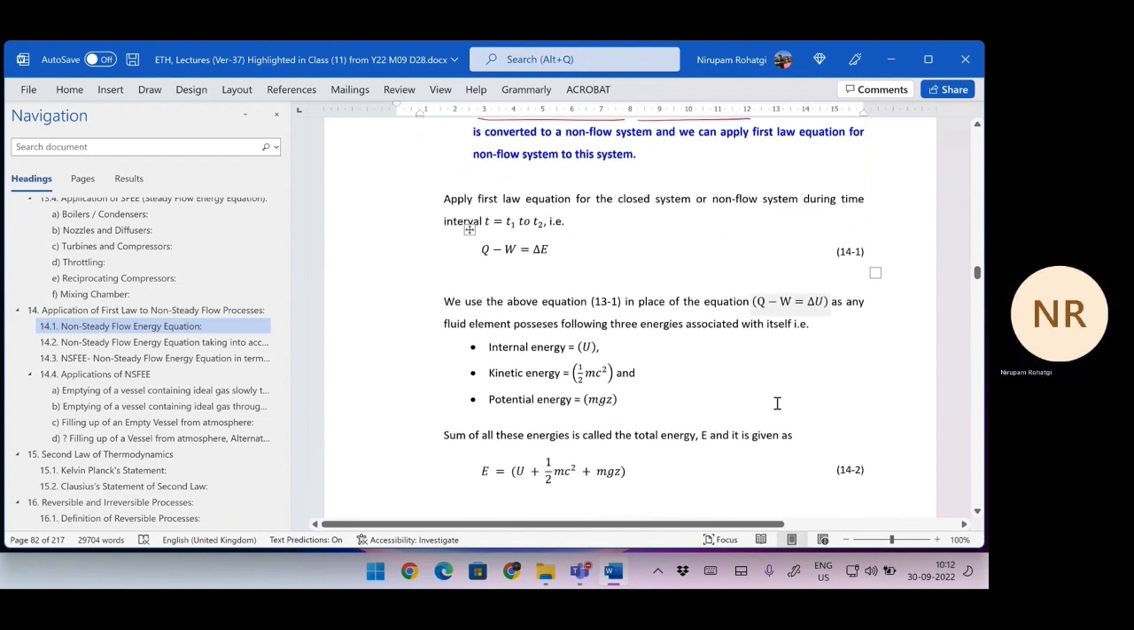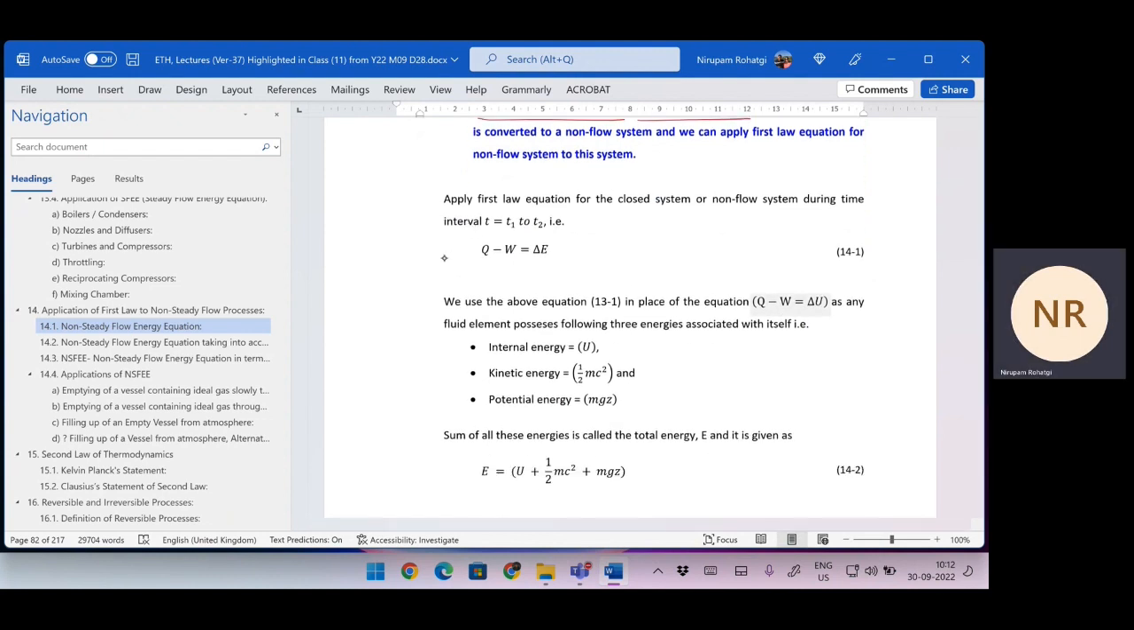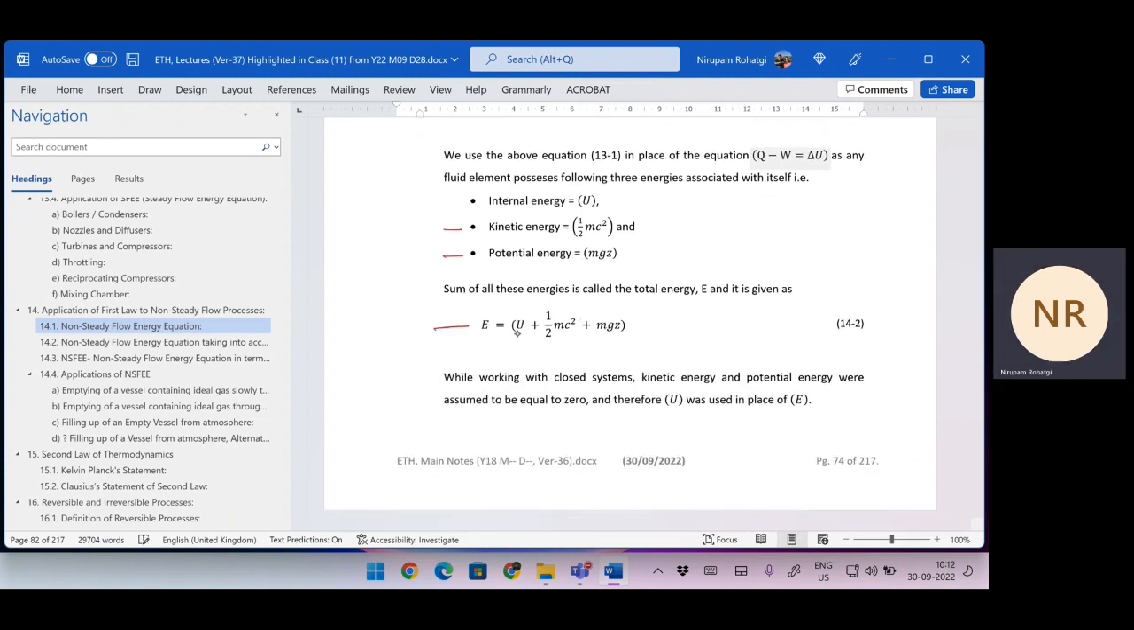Now I said we will be using this equation because there are kinetic energies and potential energy involved. So instead of taking only the internal energy, we will use here kinetic energy as well as potential energy. These two energies will also be added to delta E. So your E would be U plus half mc square plus mgz. This is the energy of the system.